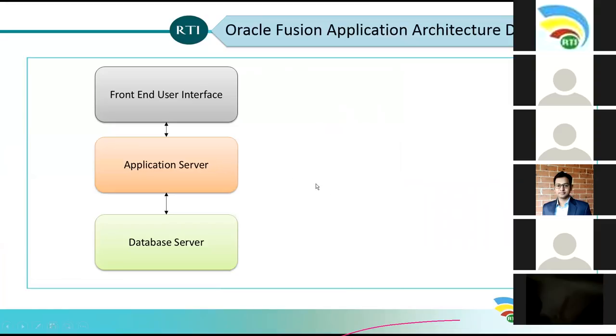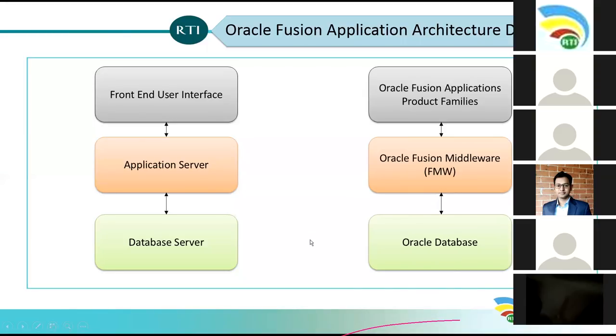For any application, we have the front-end user interface, right, through which you can access the application. And there is a server on which the application is installed and you will access it, and a database server, right? So like this, Fusion also has three parts. Number one, Oracle Fusion application product families, on which you will be accessing the application.